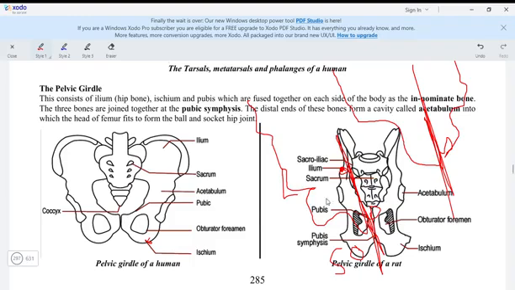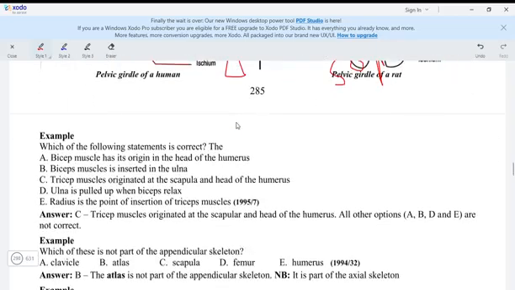The distal ends of these bones form a cavity called the acetabulum. Once you get to the distal end, as you are coming down like this, you will see your acetabulum. That is where the head of the femur will enter. At the distal end, we have the acetabulum. That's where the head of the femur will form a ball and socket joint, and that's the hip joint.